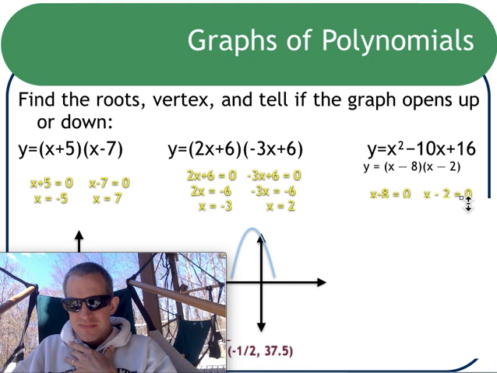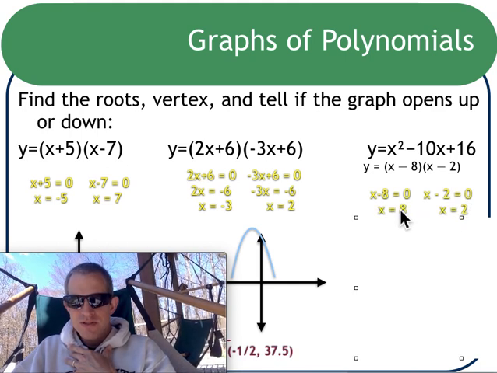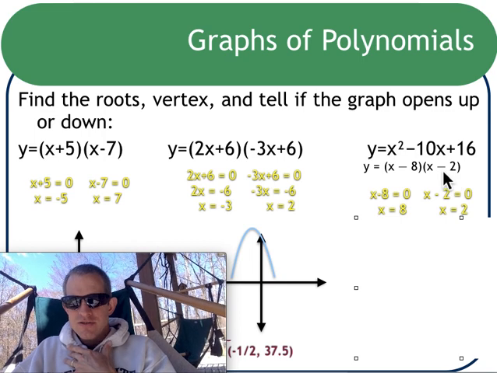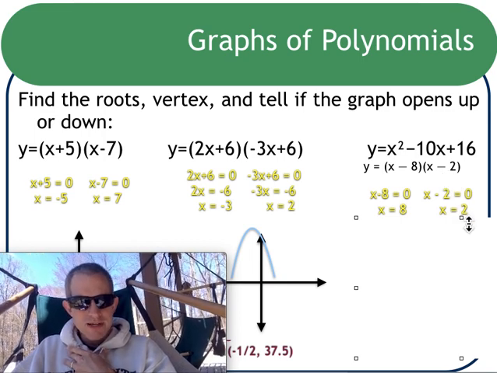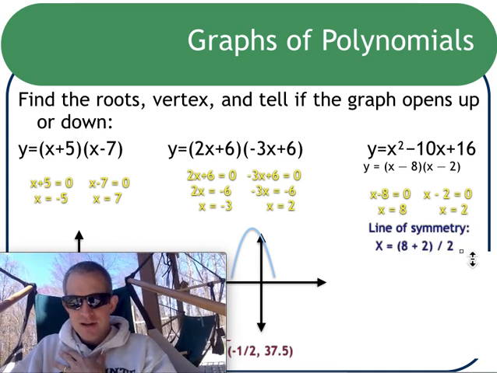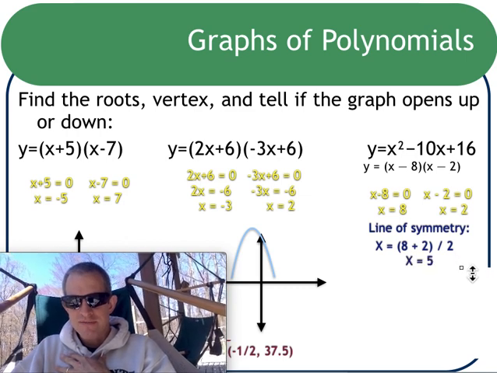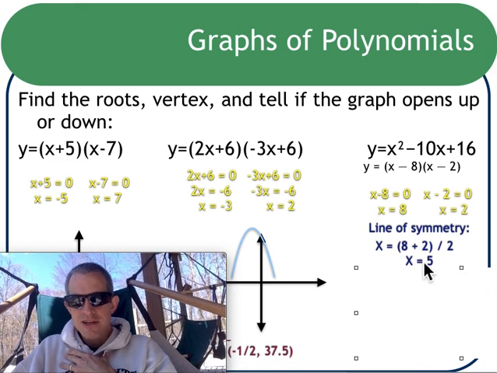All right. Setting the first factor equal to 0 reveals that one of the roots is 8. Setting the other factor equal to 0 reveals the other root is at 2. So next thing would be to find the line of symmetry by averaging them. And so if we add them up and divide by 2, that's 10 divided by 2 is 5. Last step then would be to put a 5 into x.